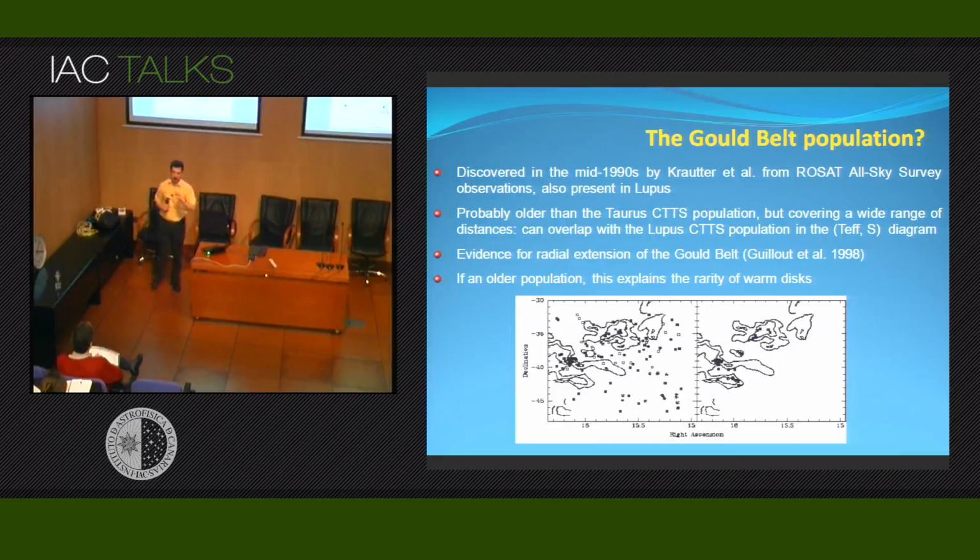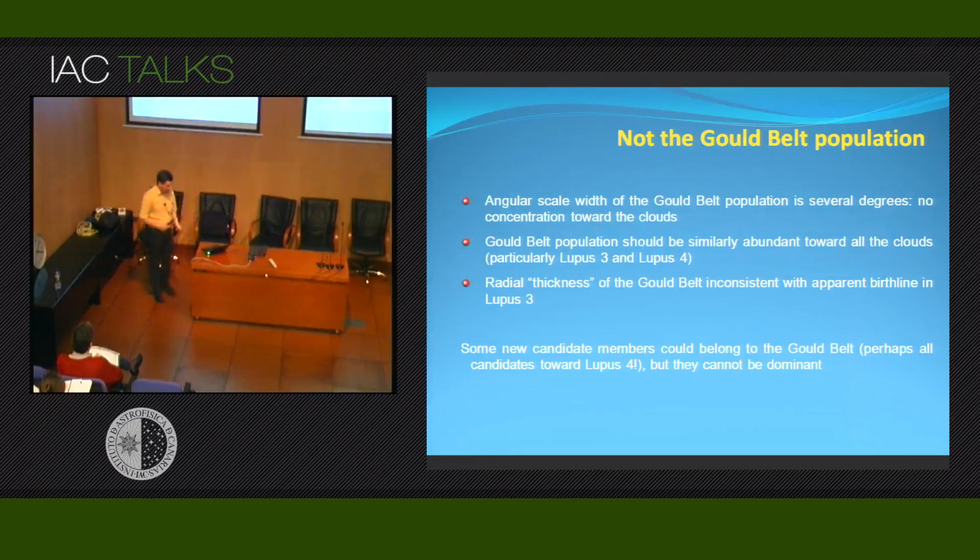So, despite the fact that I love the Gould Belt, I believe that these objects don't belong to it because, as you can see in the previous slide, the population belonging to the Gould Belt here in the left panel is spatially distributed over angular scales that exceed several tens of degrees, which is much larger than the size of the clouds that we observe.